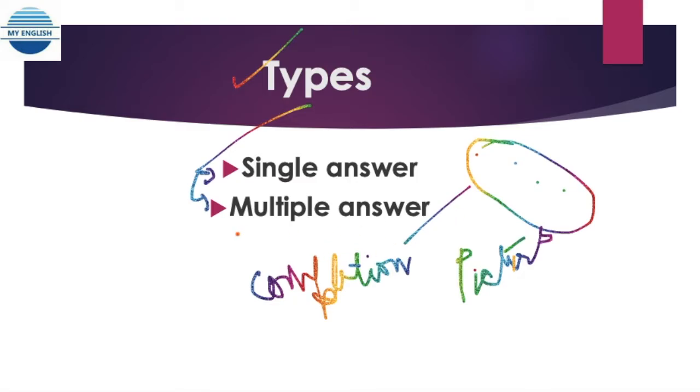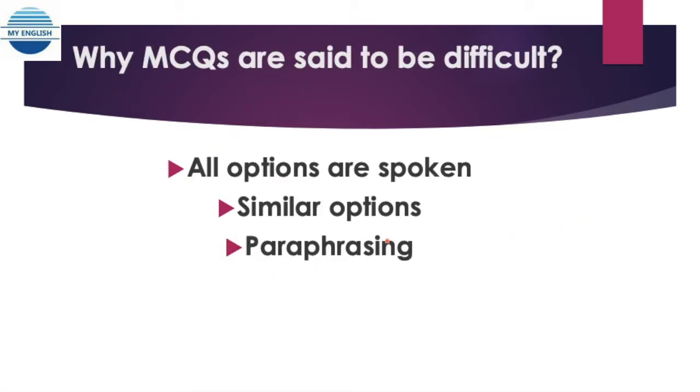Now, why are they difficult? They are difficult because all the given options are spoken. So this makes choosing the correct answer difficult. Then the given options and information about them are often similar, which makes it hard to find the differences. And mostly the options are not necessarily in order, so you may get confused while referring to the options because they are listed out randomly.